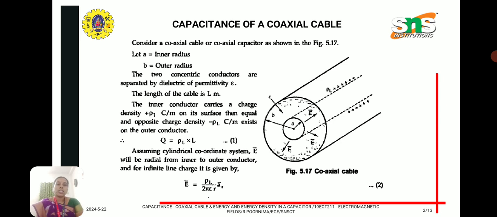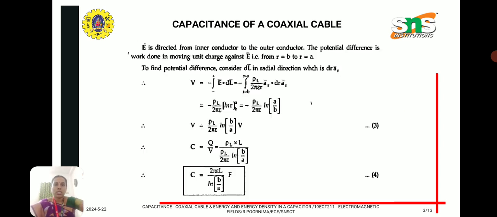Because the coaxial cable is cylindrical, we are going to consider the electric field in the radial distance from inner conductor to outer conductor. For an infinite line charge, the electric field is given by this equation, rho L divided by 2 pi epsilon r, where rho L is the line charge density. The electric field is directed from inner conductor to outer conductor.